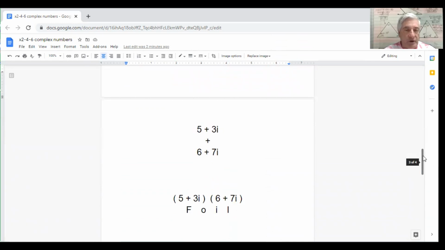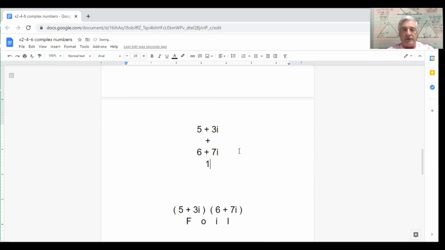A complex number, we're going to make it a little bit harder. We're going to put a real number in with an imaginary number. 5 plus 3i and 6 plus 7i. When you add them, you add the real part and you add the imaginary part. So what we get here is 11 plus 10i.